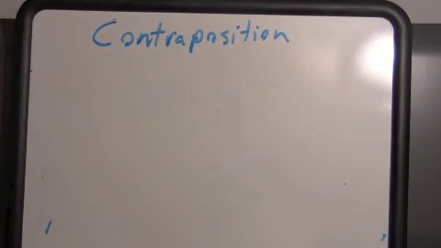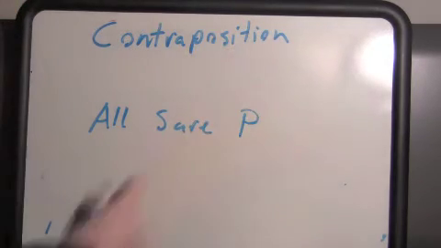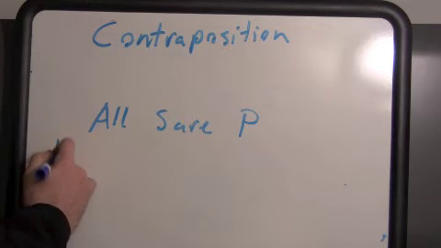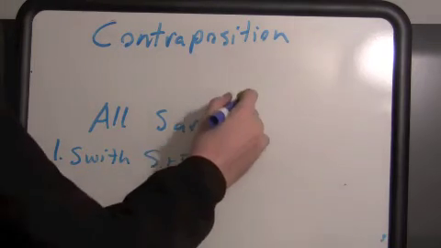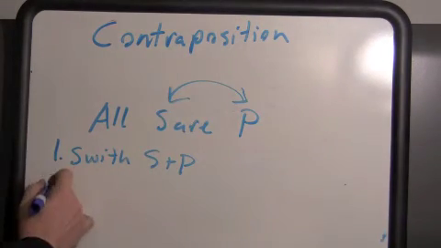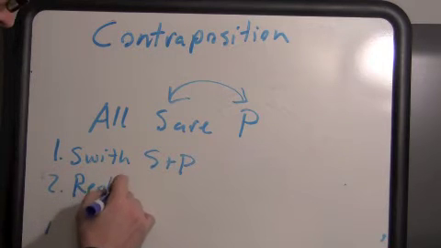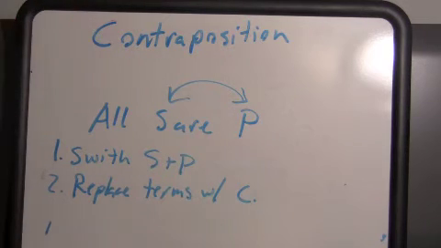Okay, so next we're talking about the next operation, which is contraposition. Let's take our example here, all S are P. Contraposition essentially works by two different operations. One, you switch the S and the P. So we're going to do a switch. It looks like conversion, but there's a second step, which is that we replace both terms with the complement. I'll just write C here for complement.